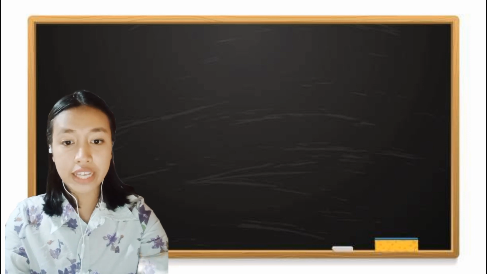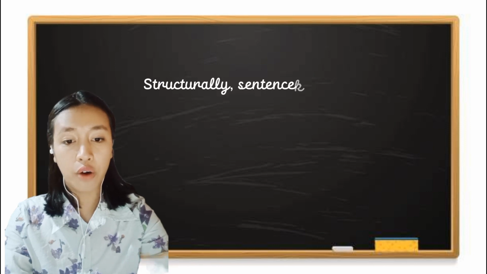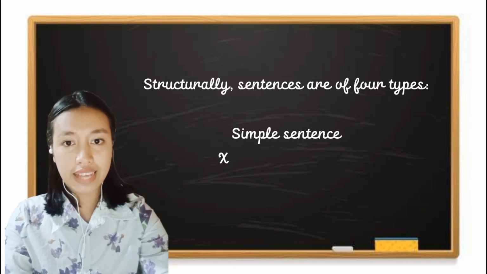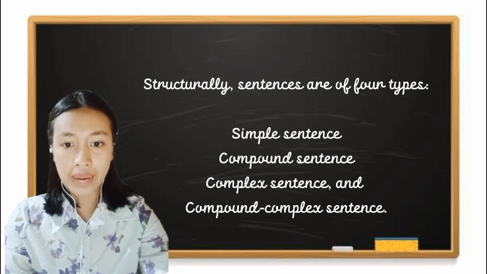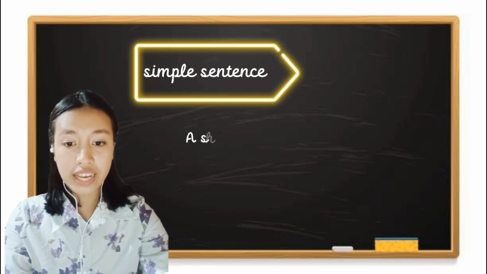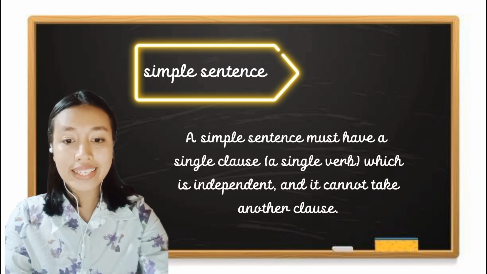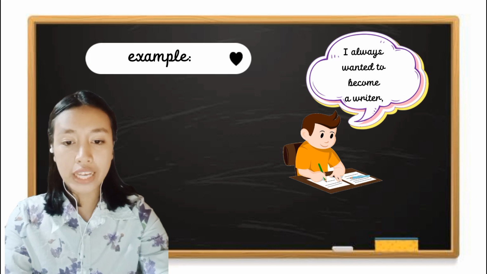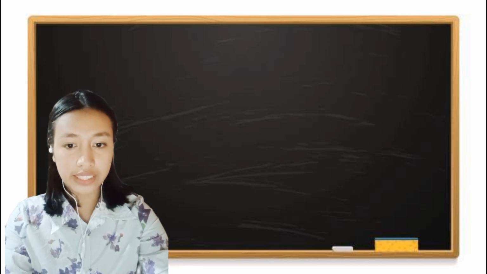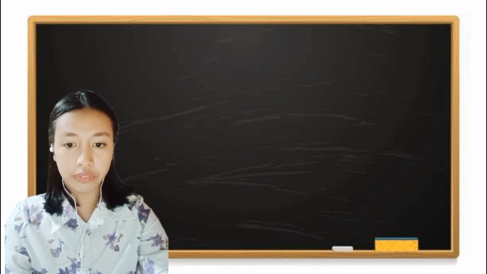Let's proceed to the types of sentences. So structurally, sentences are of four types: simple sentence, compound sentence, complex sentence, and compound complex sentence. A simple sentence must have a single clause or single verb which is independent and cannot take another clause. So it only has one clause. An example is, I always wanted to become a writer. In this sentence, it has one clause and one verb.